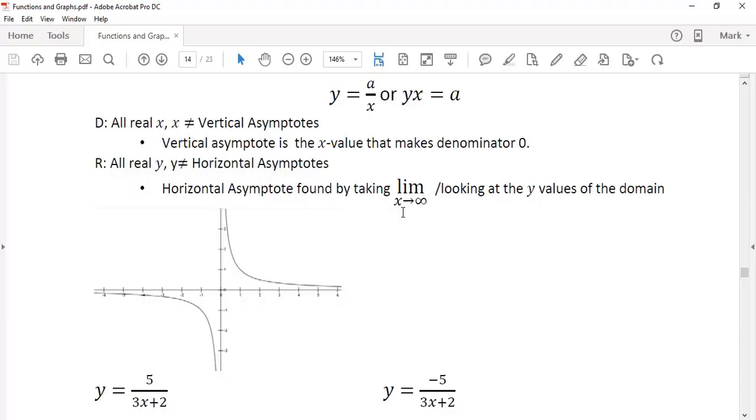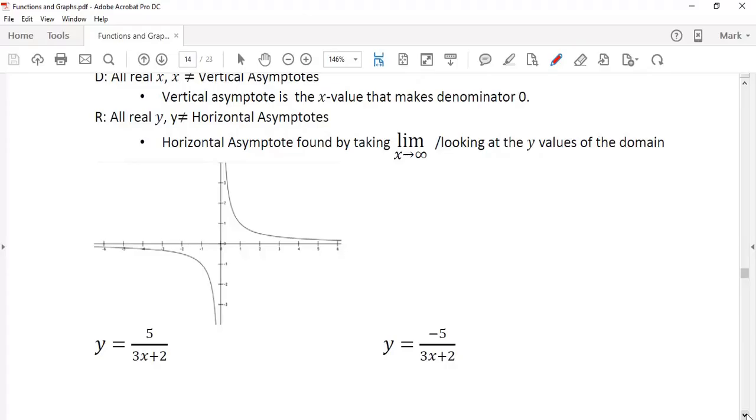So notice how the basic one we have here, y equals 1 over x, we can't have 0 in the denominator, so that makes x equals 0 our asymptote. Oh yeah, technically I should say that x cannot equal 0. So you can use that when you're finding the domain of the hyperbolas to find the range. So usually there's a horizontal asymptote at y equals 0 for the basic graph. Normally we find this just by taking the limit as x heads to infinity or looking at the y values of the domain.